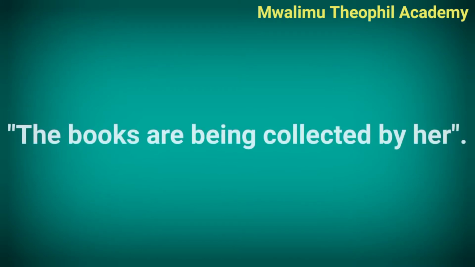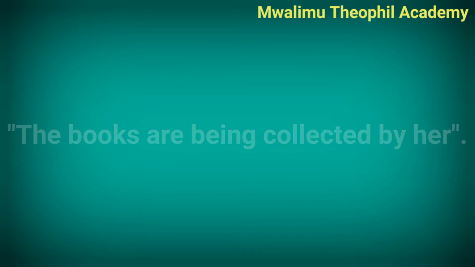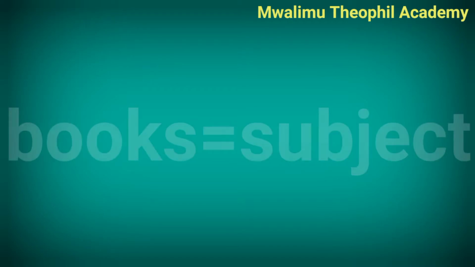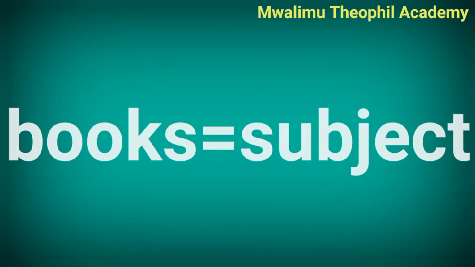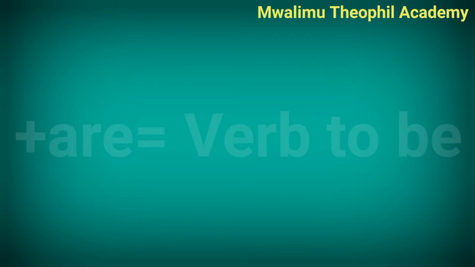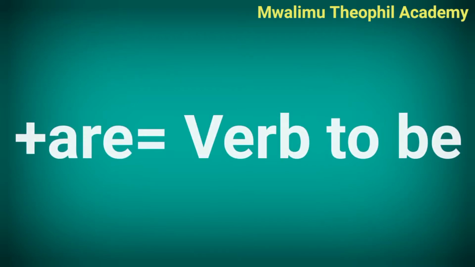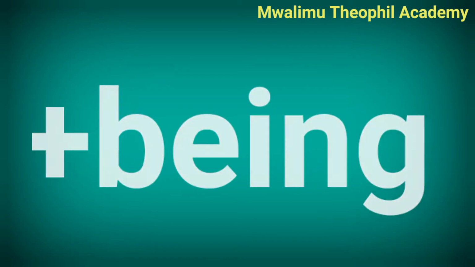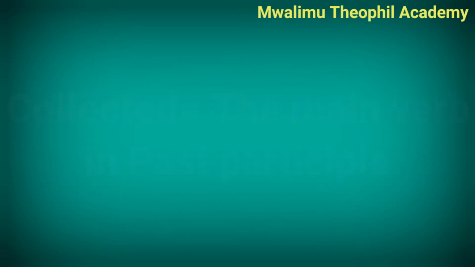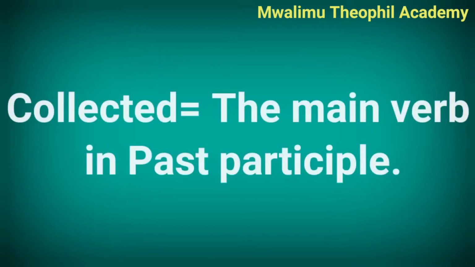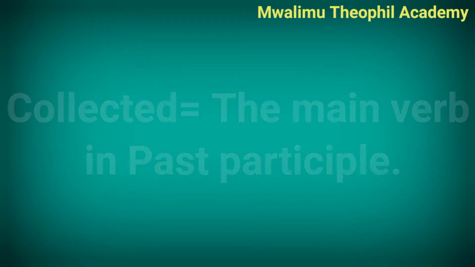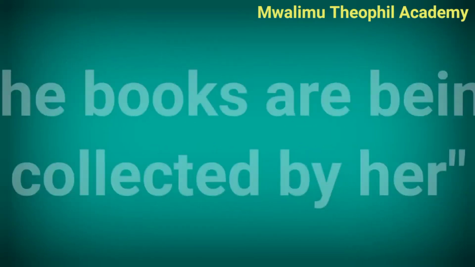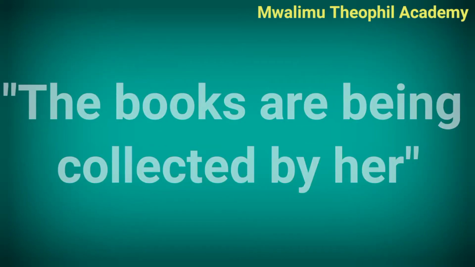Now you can find that in this sentence which is in passive form, the books is the subject, and it has been followed by the word are, which is the verb to be. And after the verb to be, we see the word being. After being, we have added the verb which is in past participle. This is collected. So the sentence has become, the books are being collected by her.